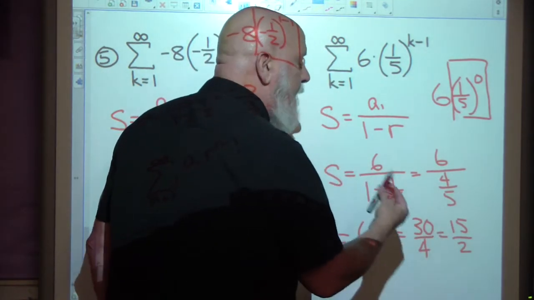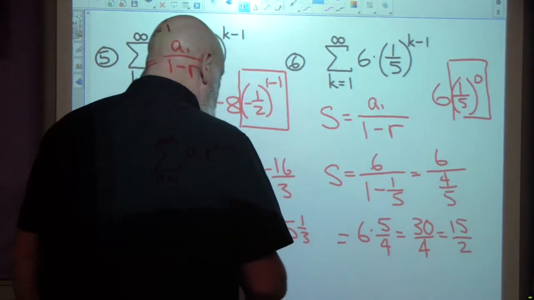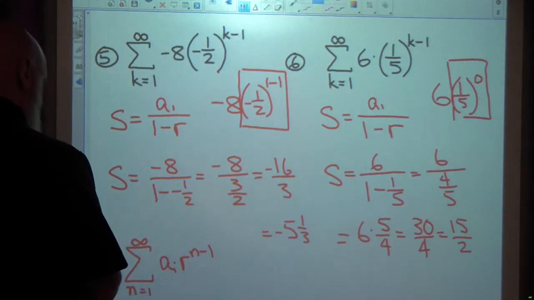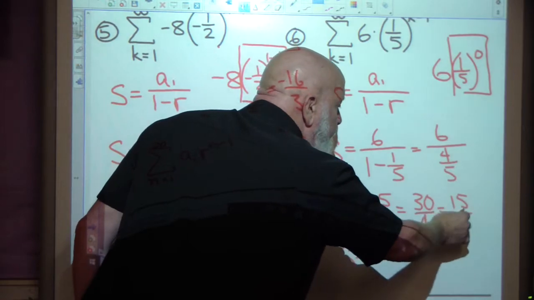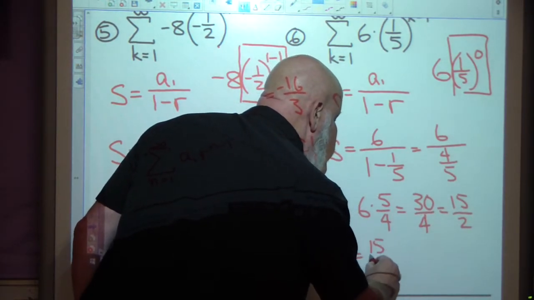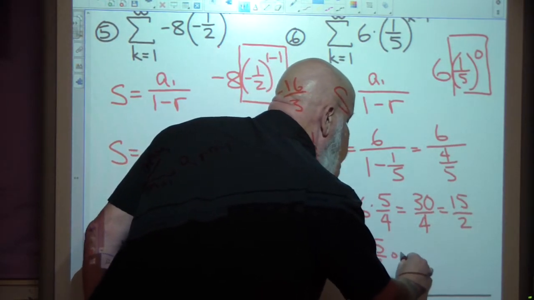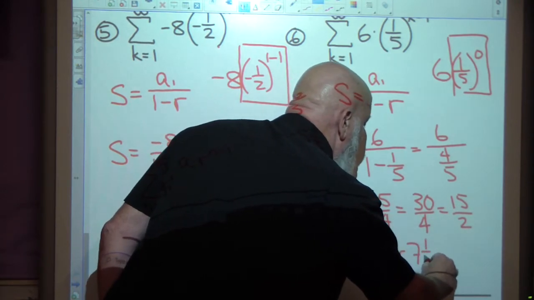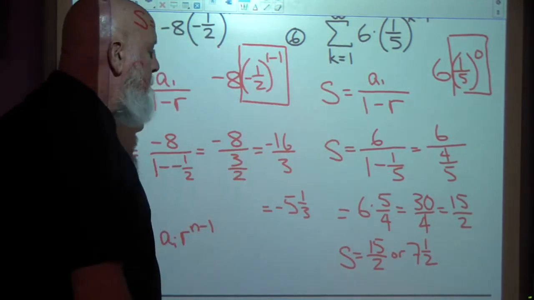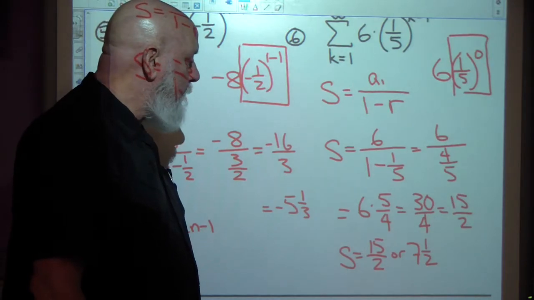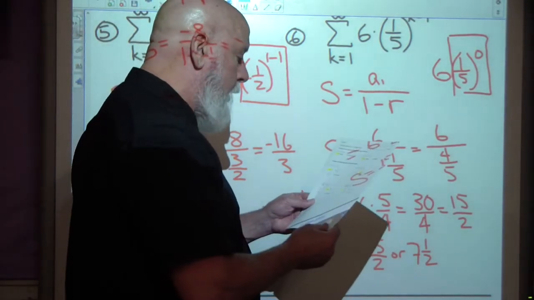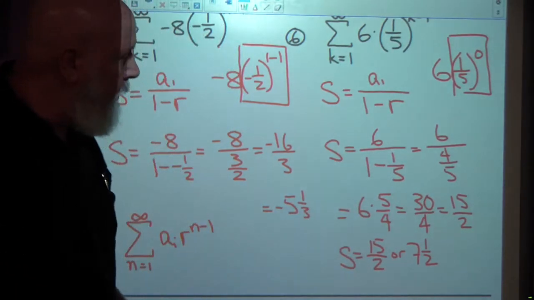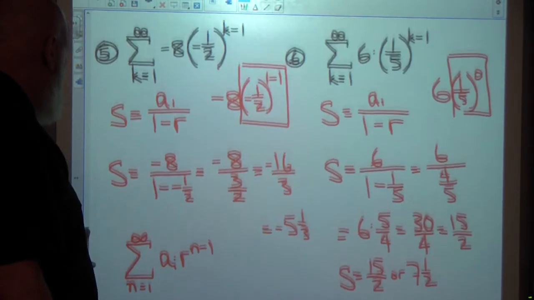2 will go into 15 7 times with a remainder of 1. So our infinite sum, let's see if I can scroll down a little bit more, S is 15 over 2, or 7 1/2. Okay? And that's what we're doing here. And I'm going to check and see if I got that one right. 15 over 2, yay!